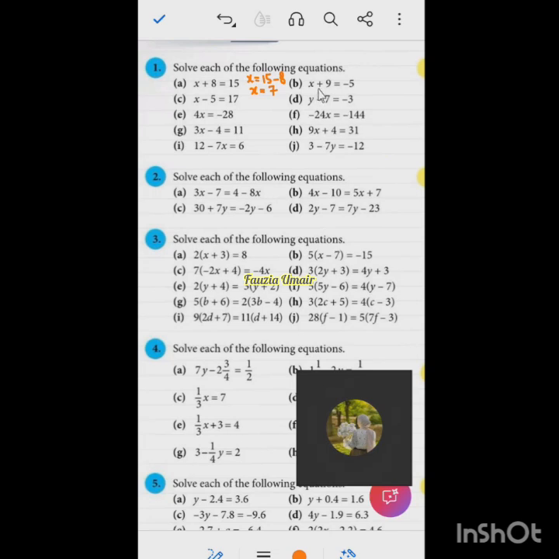So these questions are also like this. You can see B part is also having three terms. Plus 9 will go on the other side. In C, minus 5 will go on the other side, it will be plus 5. Minus 7 in D will go on the other side, it will be plus 7. Right? So now comes the E part. In E part there are two terms. So what to do?